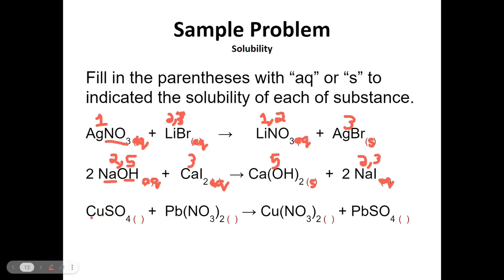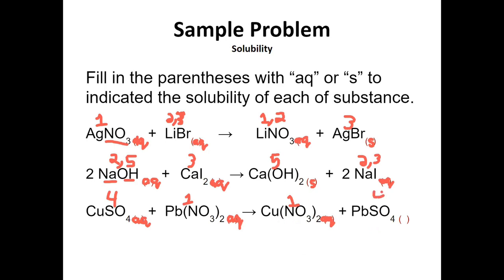Last equation, CuSO4. Take a look at rule 4. It says that sulfate salts are soluble, with some exceptions. This is not one of the exceptions, so give it an AQ. Pb(NO3)2, look at rule 1. That one, by the way, nitrate salts have no exceptions, and it's the very first rule in the list. Nitrate salts always dissolve. And here, lead nitrate, that will dissolve. Give it the AQ. Similarly, Cu(NO3)2, well, rule 1 applies, and there are no exceptions for it. So AQ, whenever you see nitrate.